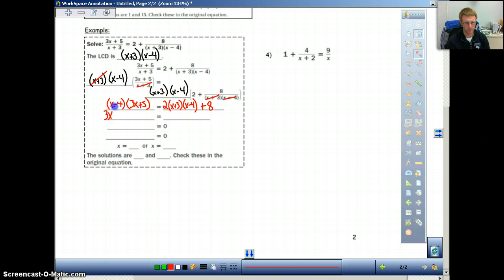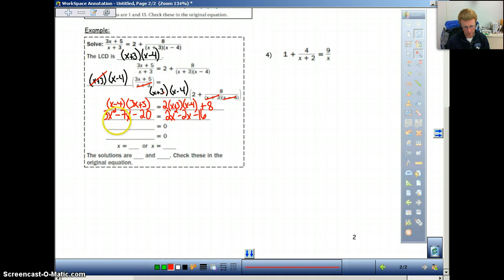So this will be 3x squared, and again I'm just foiling this. Make sure you foil correctly. Minus 7x minus 20. And then over here we have, and again I'm just skipping right to the simplified version of it, 2x squared minus 2x minus 16. Then we bring everything to one side, set it equal to 0, and try and solve.